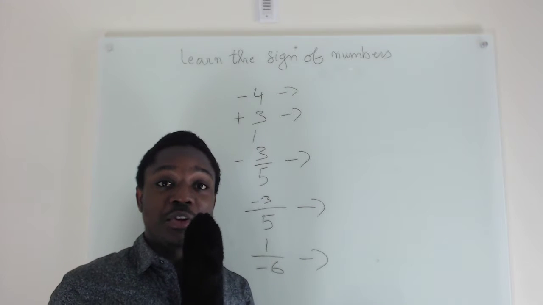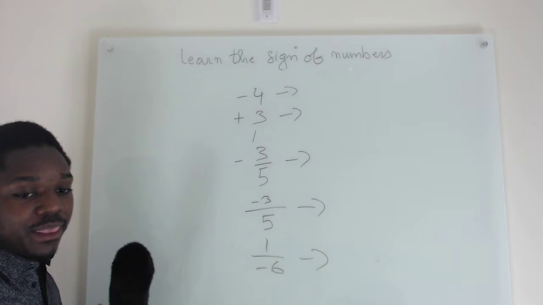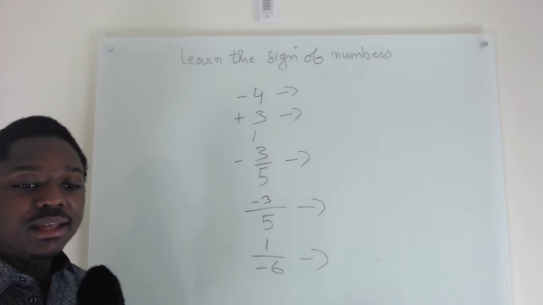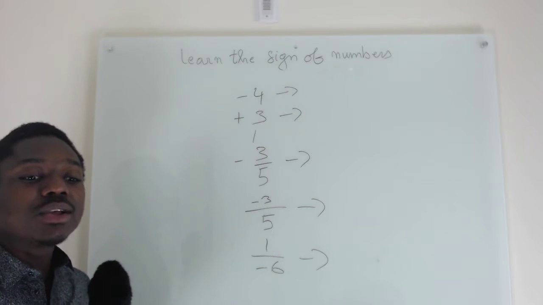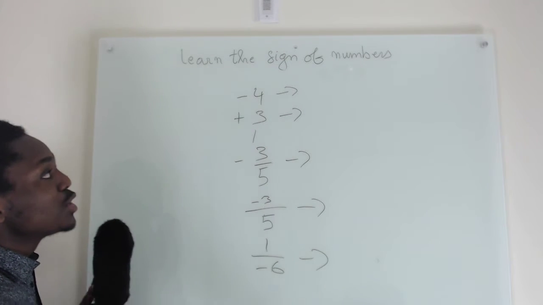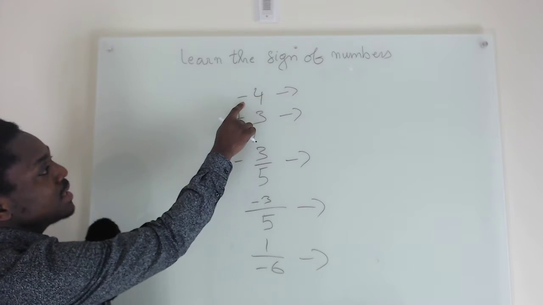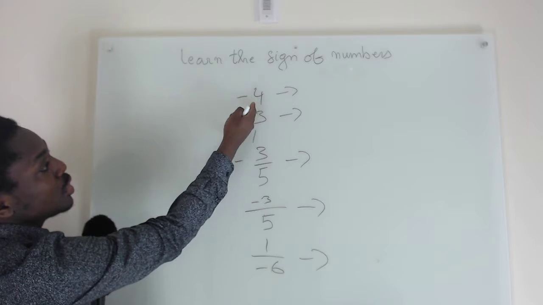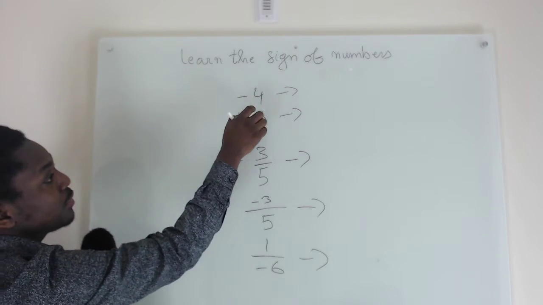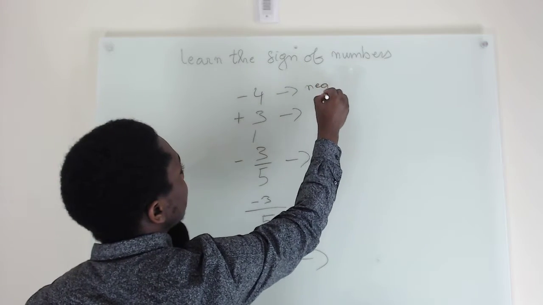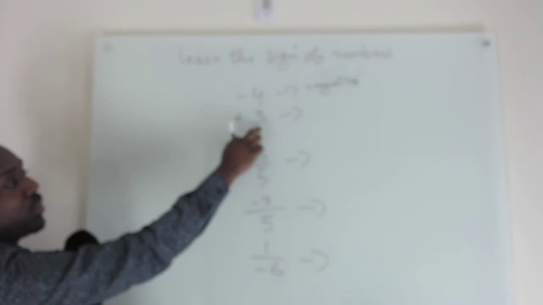All right, did you figure it out? So now let's do them together. As I said, I will repeat myself again. The sign of a number is located on the left side of that number. So the sign of the number 4 is what? Negative, since you just have to look at the left, and what is that sign? It's negative. So the sign of the first one is negative.